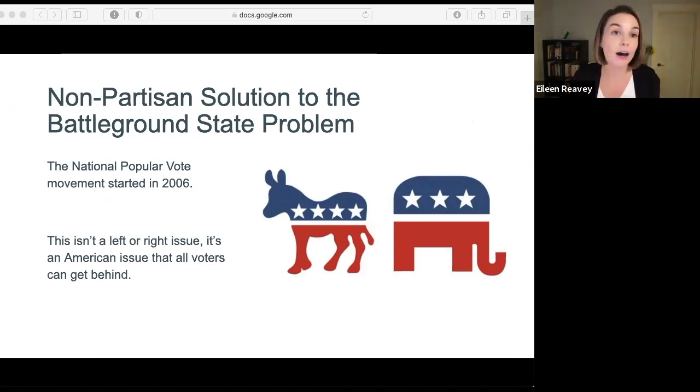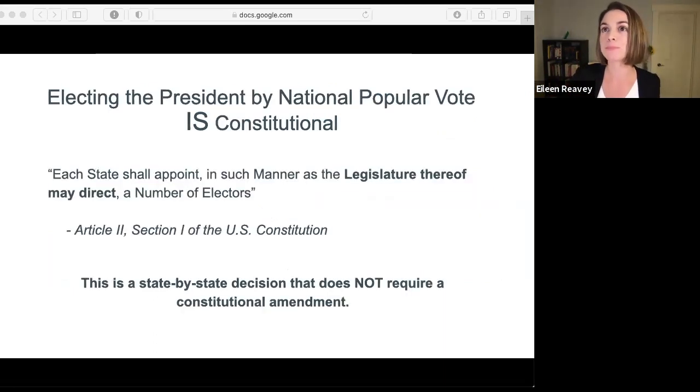This bill is not a reaction to the 2016 election. Our organization was lobbying for this bill a full decade before Donald Trump ran for president. And so this isn't a left or a right issue. It's an American issue that everyone can and should get behind because it's the one solution that's going to make every vote equal in presidential elections. And it's the only solution that is going to do that potentially by the next presidential election by 2024.